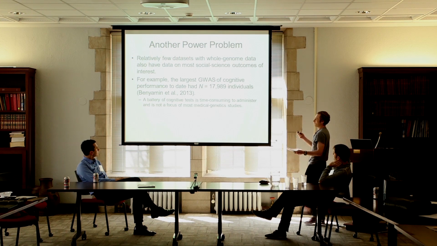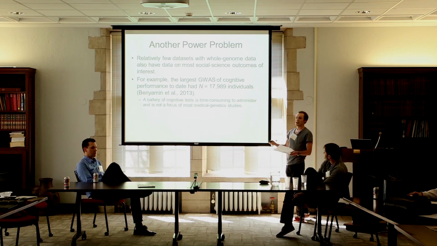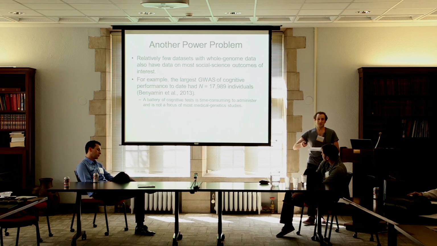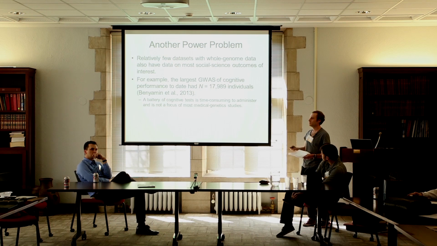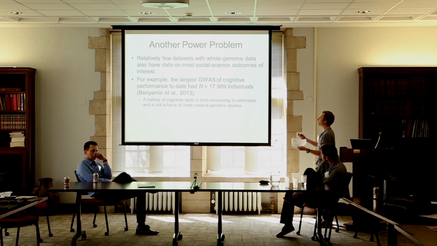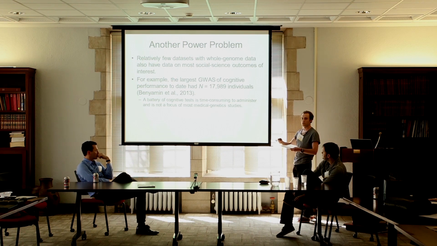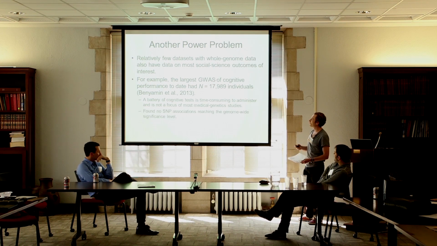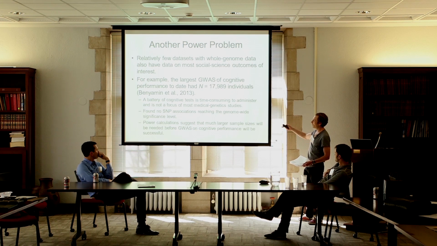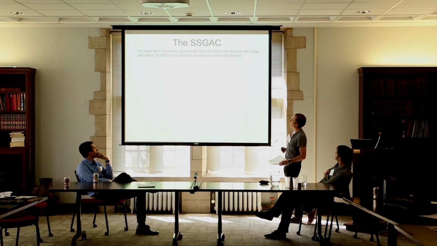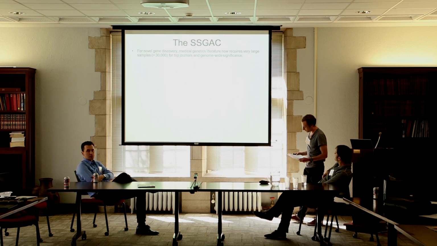That's because getting a high quality measure of cognitive ability requires administering a battery of tests. It's time consuming. It's not the main focus of the medical geneticists, who are primarily collecting the genome-wide data. And as I mentioned, this GWAS found no SNPs reaching genome-wide significance. So what can we do about that?